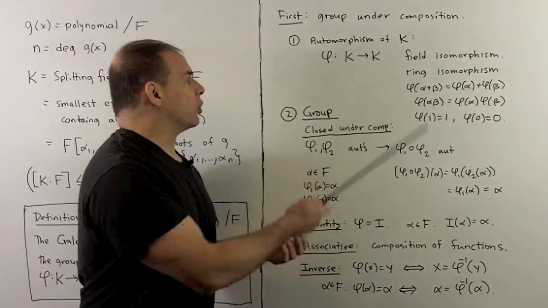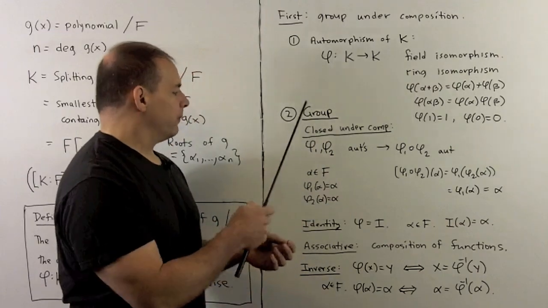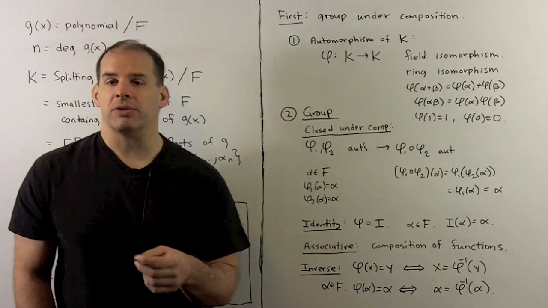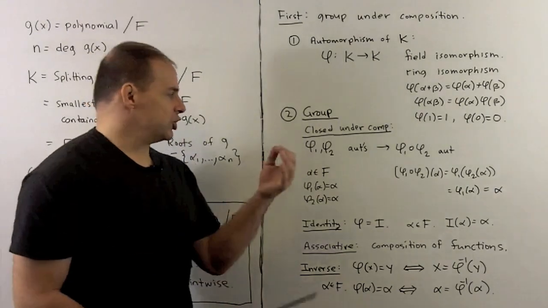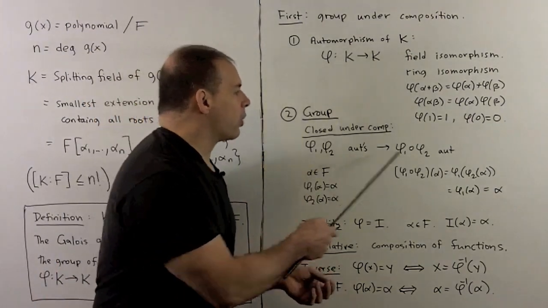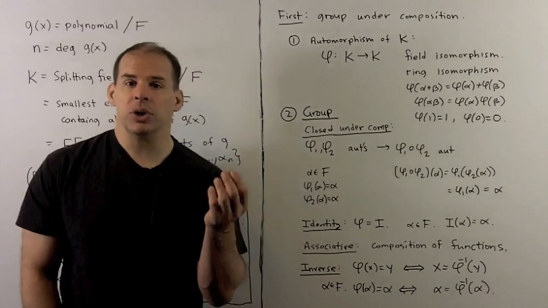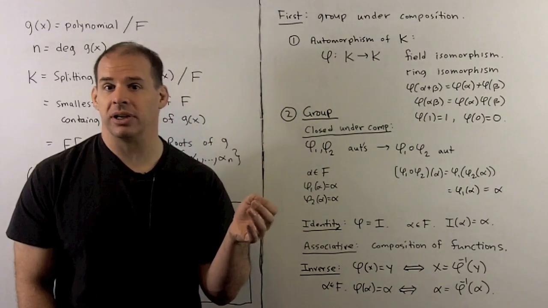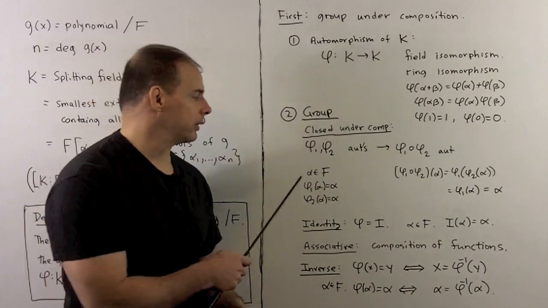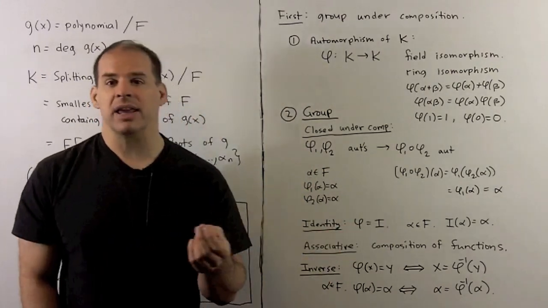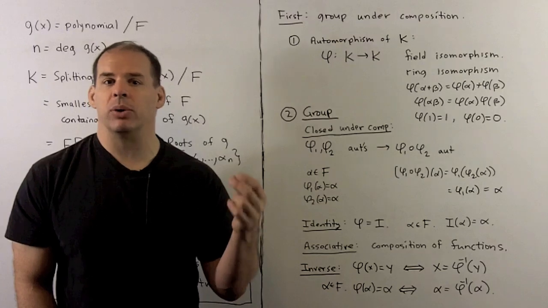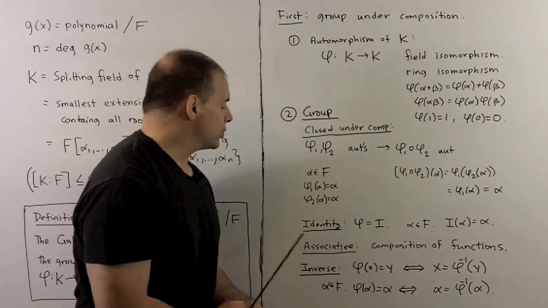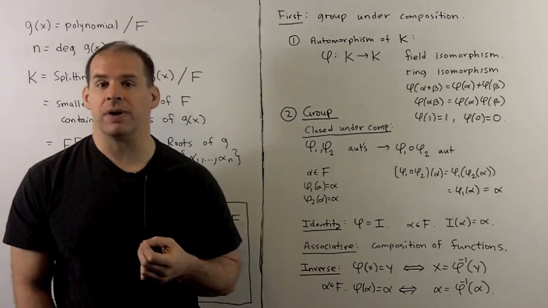Now, to see that we have a group, we want to show 4 properties. First, closed under composition. So if I take 2 automorphisms and compose them, we get another automorphism. We also want to check that if the automorphisms fix F pointwise, so does the composition. And that's a straightforward check. Next, the identity is just the identity automorphism, and we note that that fixes F pointwise also. Associativity just follows from composition of functions.